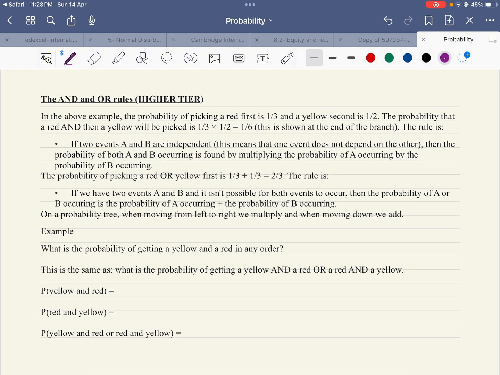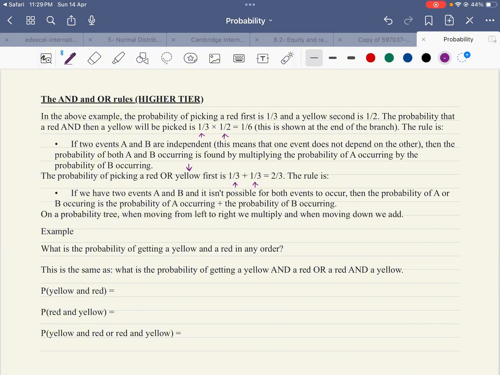Now let's go to the "or" and "and" rule. I have just explained that, but let's have a look at the example. What is the probability of getting a yellow and red in any order? That is the same question that we did earlier. Red and yellow will be picked, means probability of red and then probability of yellow. Probability of picking a red or yellow, 1 upon 3 plus 1 upon 3. Right? So this is the "and" "or" rule.